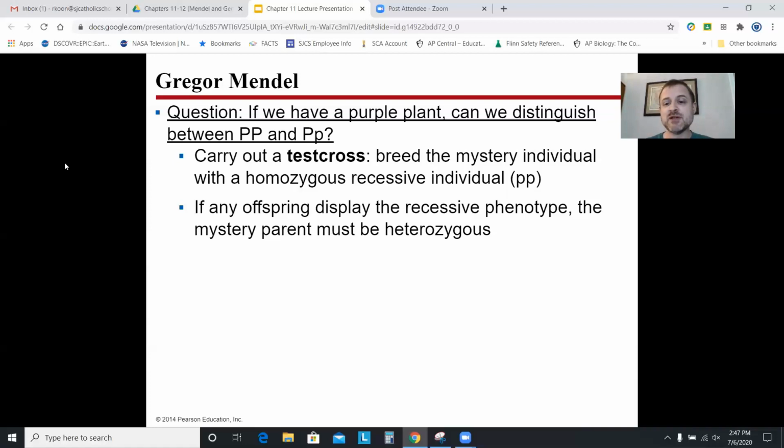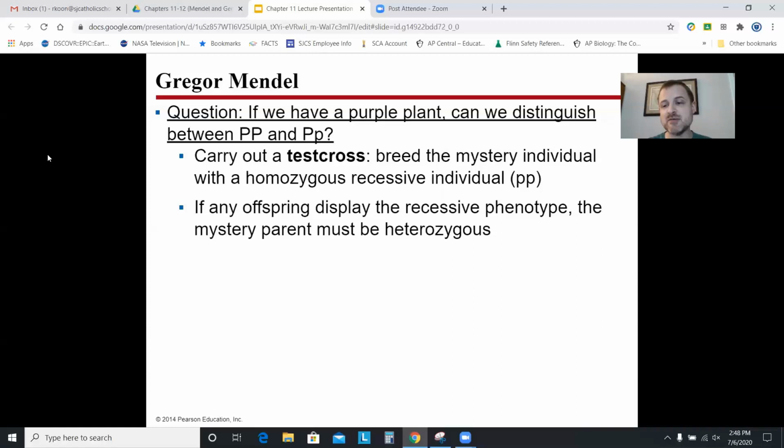If that purple plant was big P, big P, all the baby plants should be purple, right? If the purple plant was big P, little p, see if you can do this in your head. If it was big P, little p, crossed with little p, little p, what percentage should be purple and white? It should be 50-50. It should be a 1-to-1 ratio. So doing a test cross allows you to determine the genotype of a dominant plant.